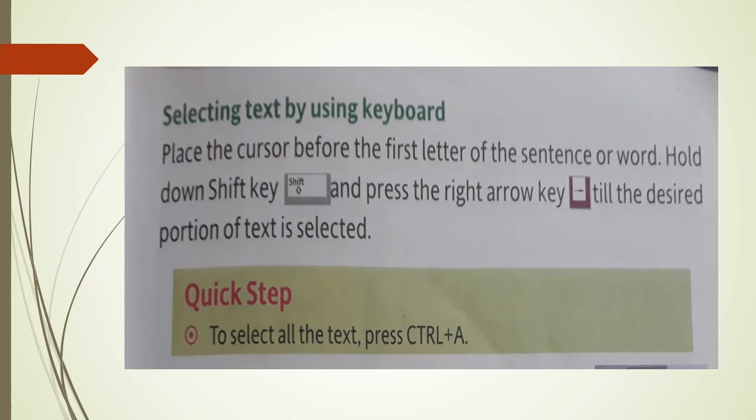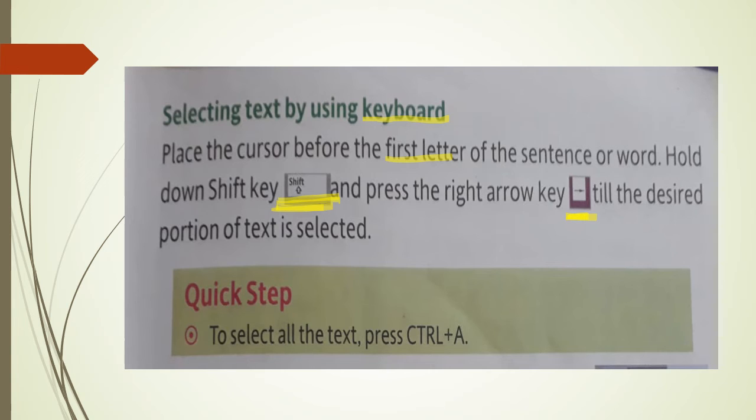Now how to select our text by using keyboard. We have seen how to select our text by using mouse. Now we will see how to select our text by using keyboard. For that, place the cursor before the first letter of the sentence or word. After that, hold the shift key. This is the shift key. Then press the right arrow key, this is the right arrow key, till the desired portion of the text is selected.